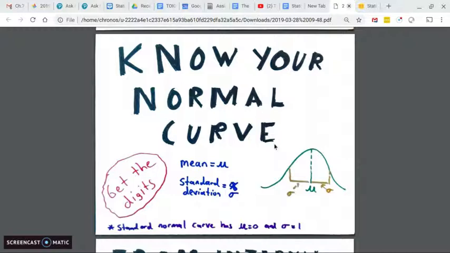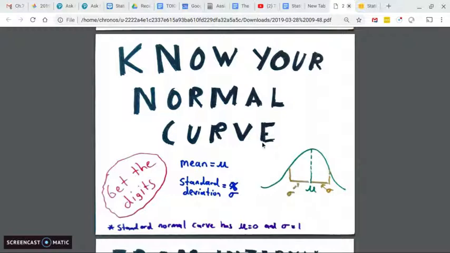Standard deviation, the most convenient, helpful way to think of it is it determines how wide and flat your normal curve is. So if the standard deviation is really big, the bump is going to be low and the curve is going to be spread out really wide. If it's small, the bump is big and the curve is really compact from side to side, horizontally speaking.